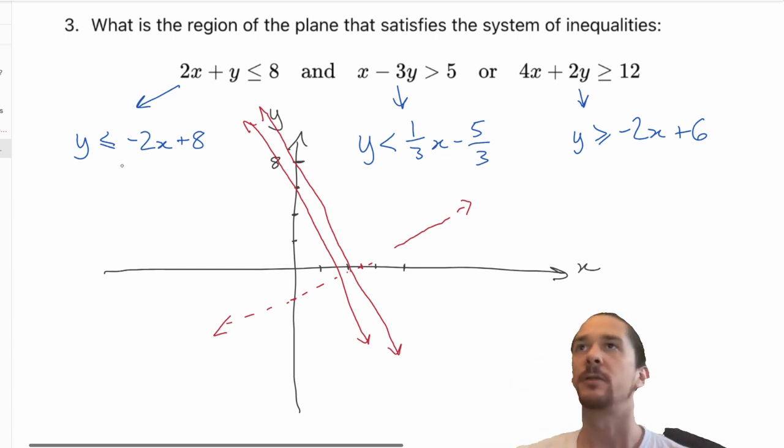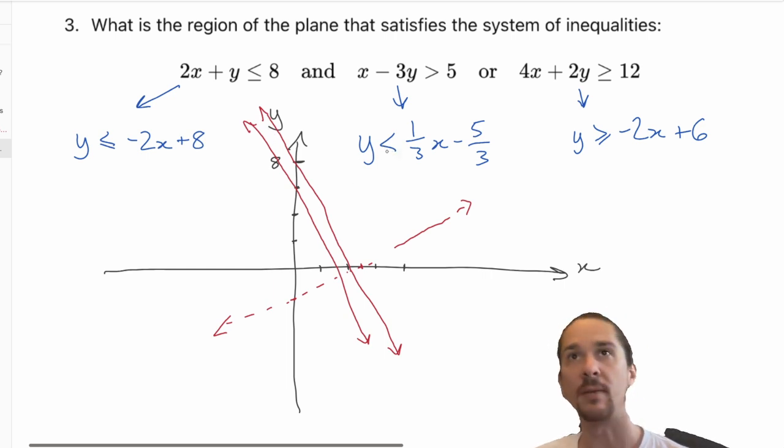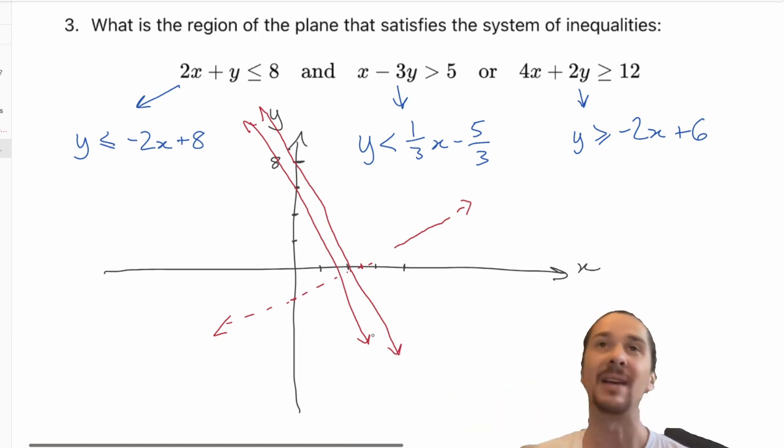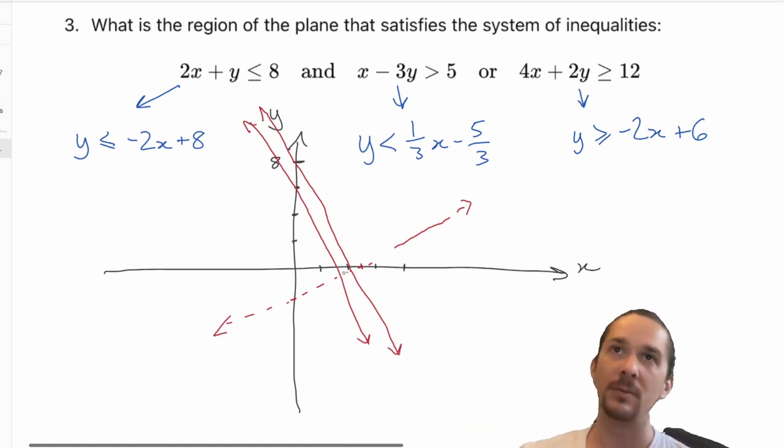Okay, so the first one, we've got to be below it. Good. Second one, we have to be below it. So we're in this bottom zone. And then the third one, we have to be above it. So that means to be below the first two and above the third, we've got to be in this space here.